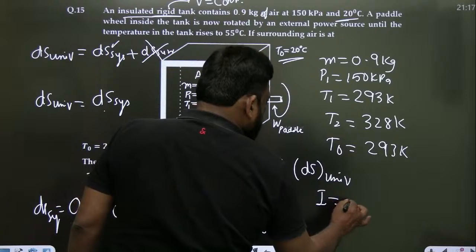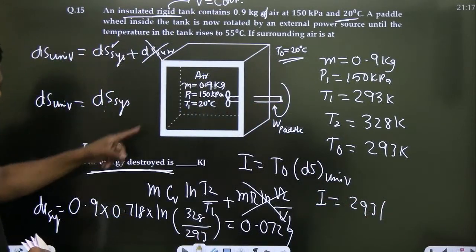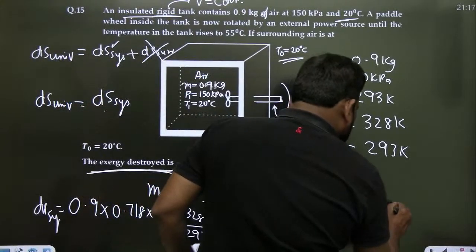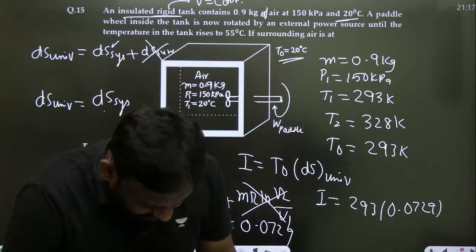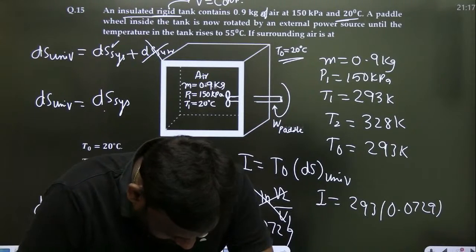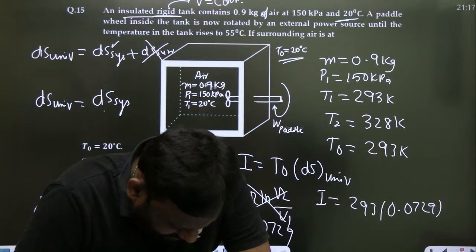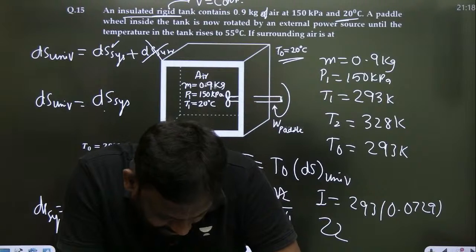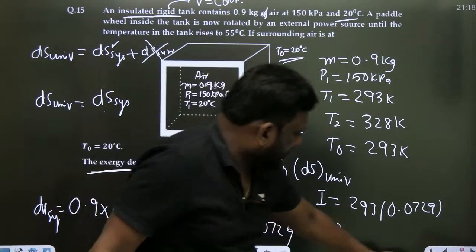तो irreversibility is T0 is 293. It should be given. Entropy change of universe is system plus surroundings. Surrounding is 0. System का कितना है सर? System का 0.0729. So how much is this? कितना आ रहा है सर? मयांक. Yes, 21.3 something आ रहा है. Around 22. मयांक कहां पे मिस्टेक हुआ? वेरी गुड. नेक्स्ट.